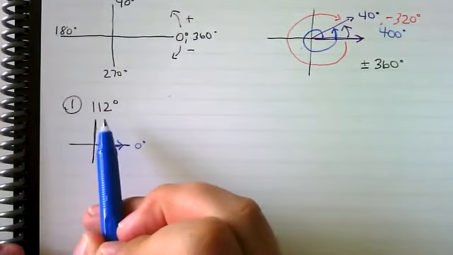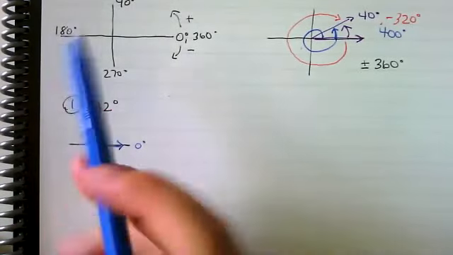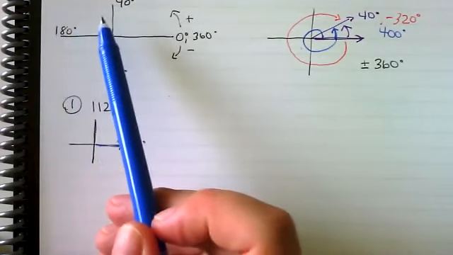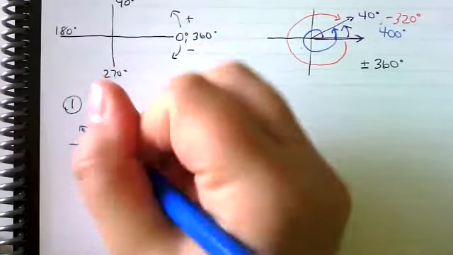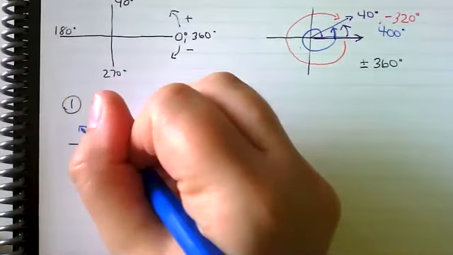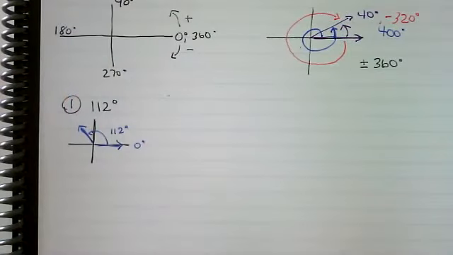And then I'm going 112 degrees. So 112 is between 90 and 180, and it's a little closer to 90. So I'm gonna end up right here. Okay, so there to there, there's my 112 degrees. Okay. So now I just need to find a coterminal angle.